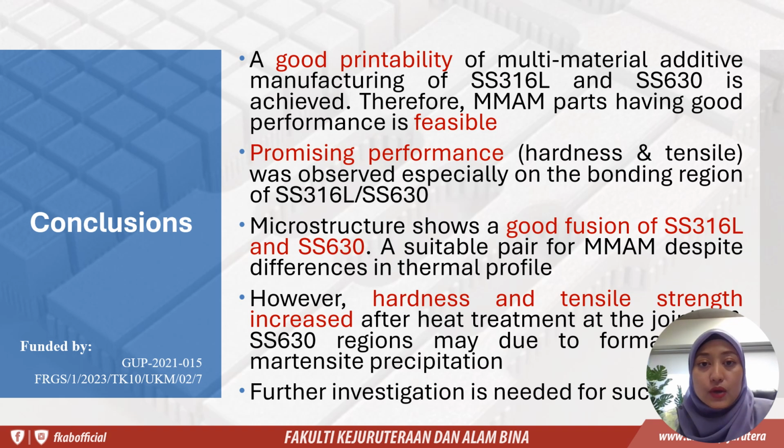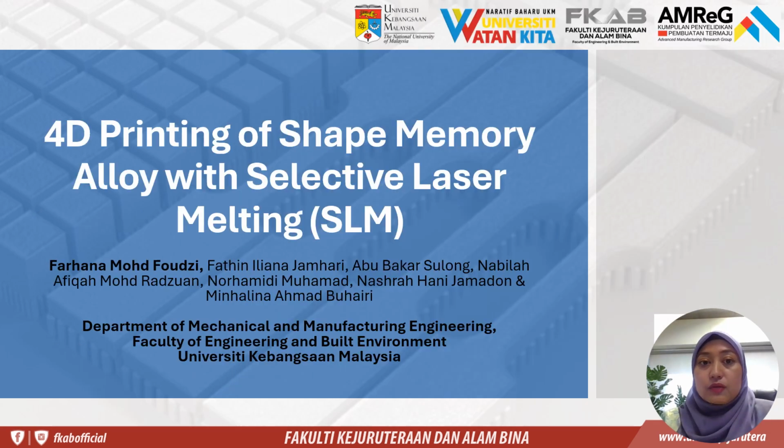Next, for the conclusion of the first part of this project, good printability of MMAM using 316L and SS630 is achieved. Therefore, MMAM parts with good performance are feasible. We were able to obtain promising performance in hardness and tensile strength, and the microstructure shows a good fusion of 316L and 630. However, hardness and tensile strength increase after heat treatment due to precipitation of SS630. So these are the references that I used for this project.